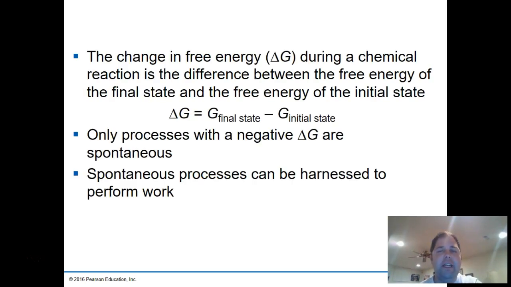So free energy is the change during the reaction, and we'll think delta G is delta G final minus delta G initial. And so if you end up with more free energy than you began with, delta G final minus delta G initial is going to be positive. You increased in energy. If you end up with less energy than you started with, delta G final minus delta G initial is going to be a negative number, meaning you lost energy. Only processes with a negative delta G are spontaneous. And spontaneous processes can later be harnessed to perform work because that energy is being released from that process.